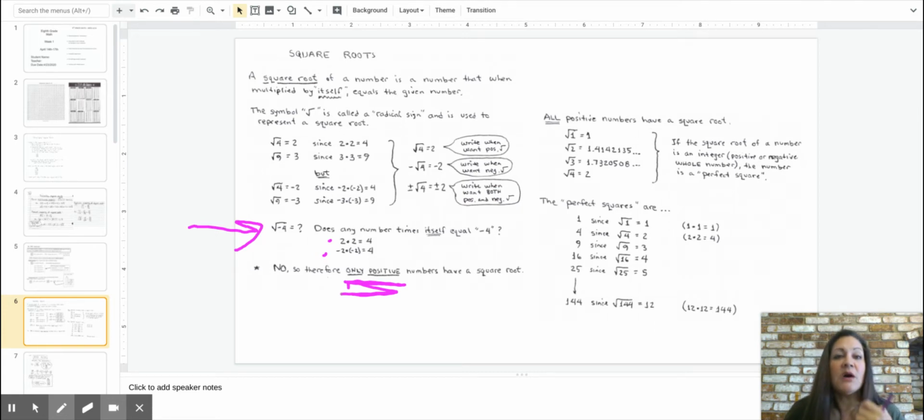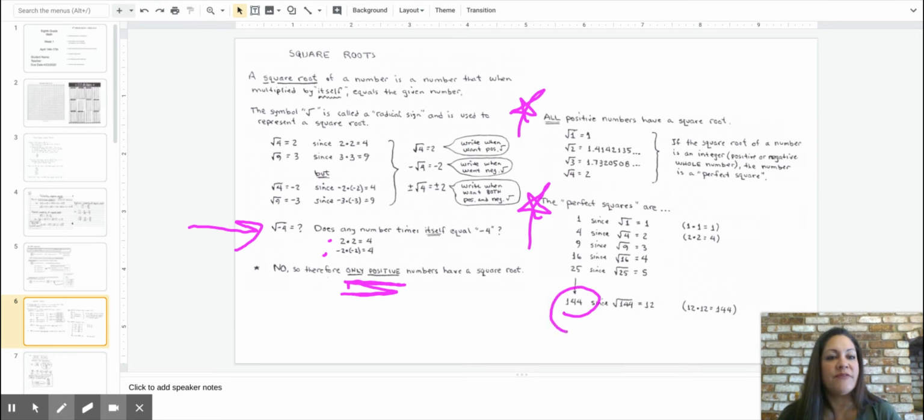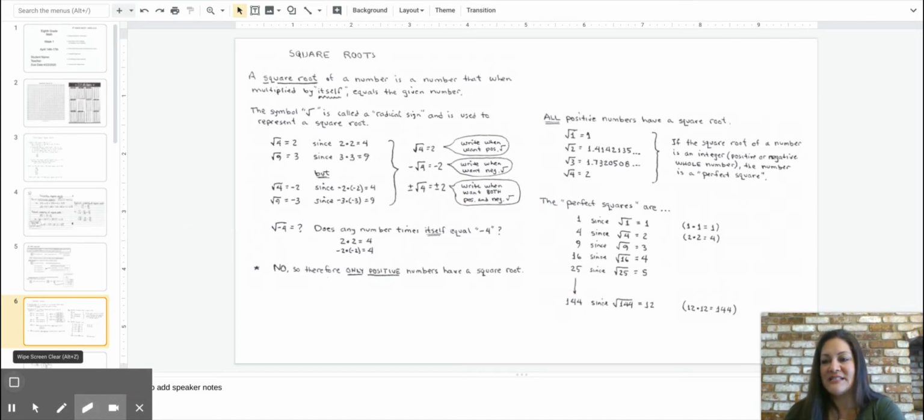Okay, so all positive numbers have a square root right up here. Perfect squares are, and we just talked about that, goes down to 144. And of course, it can go higher than that, but those are the ones that traditionally you will have memorized. Okay, doing great. Erase this page.